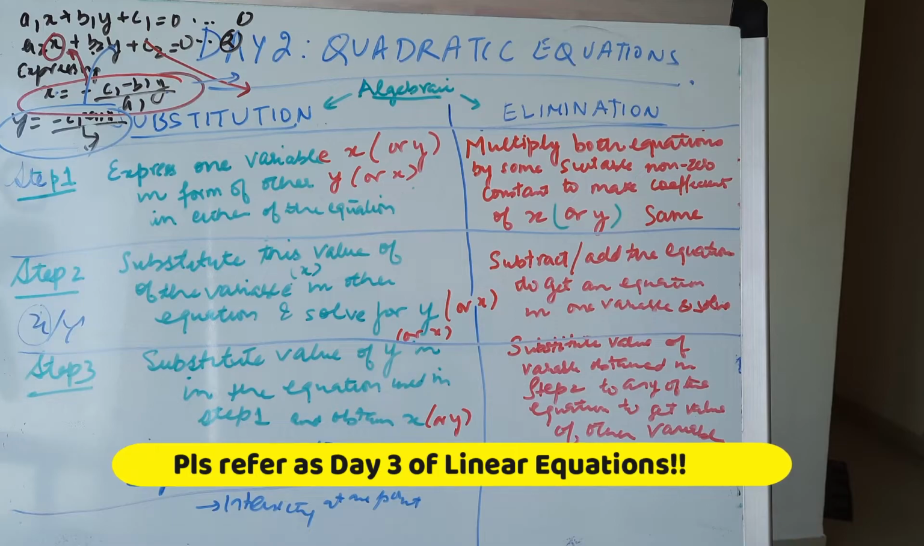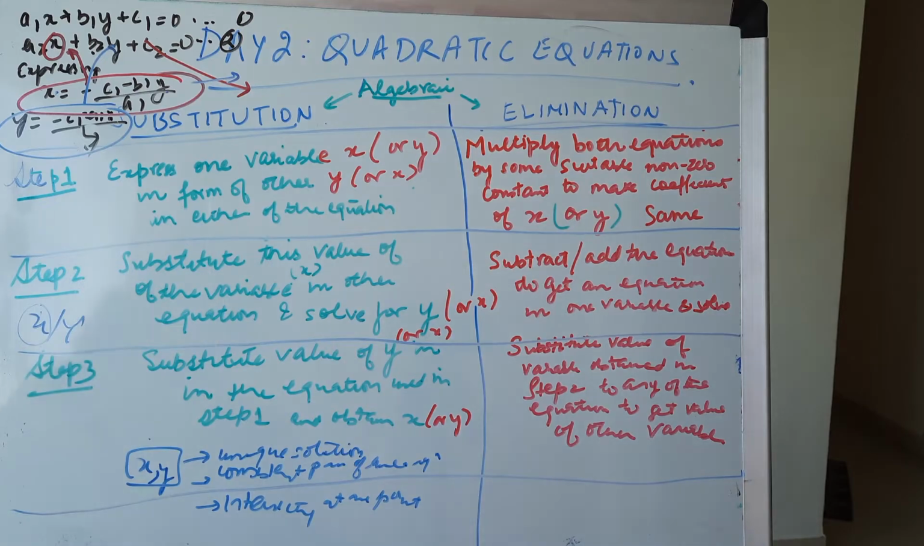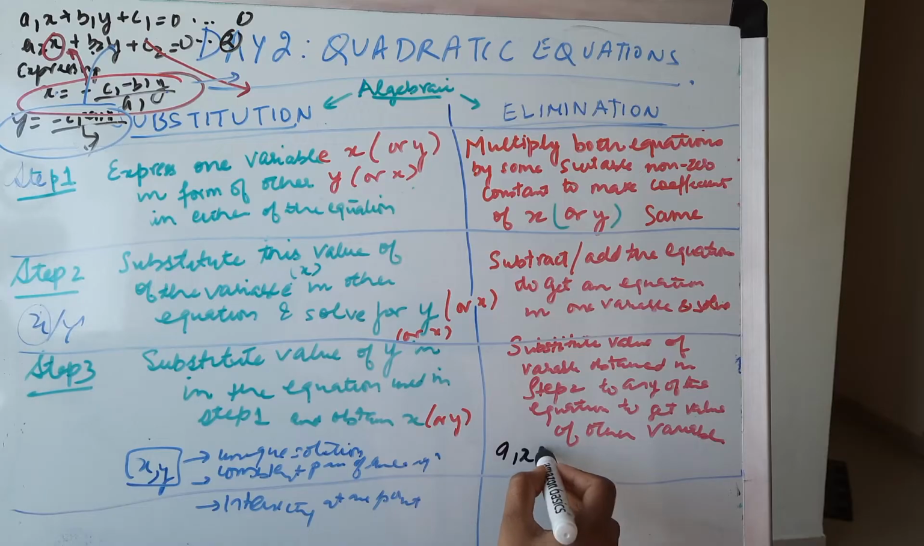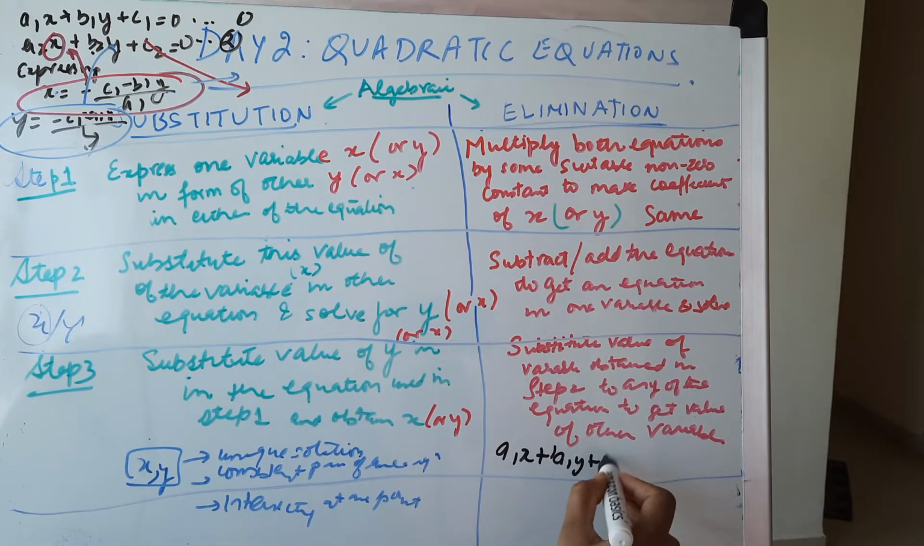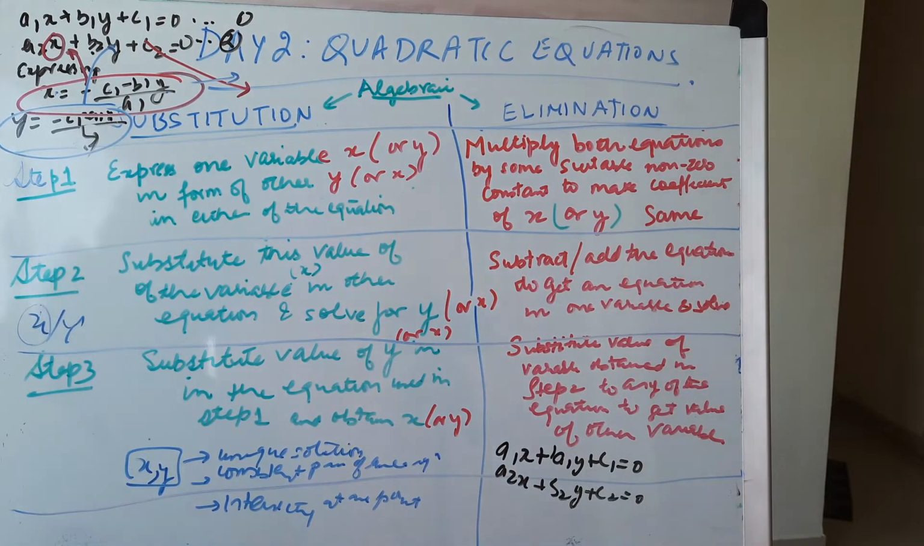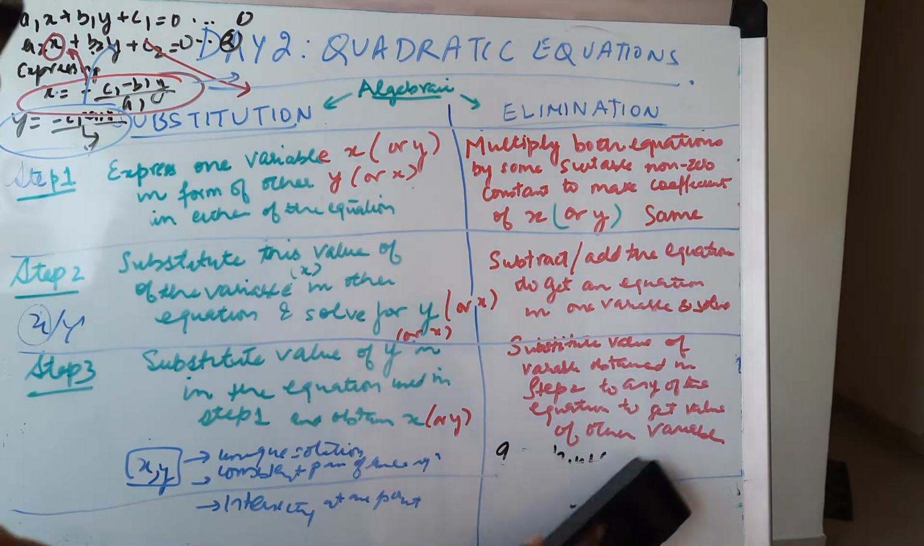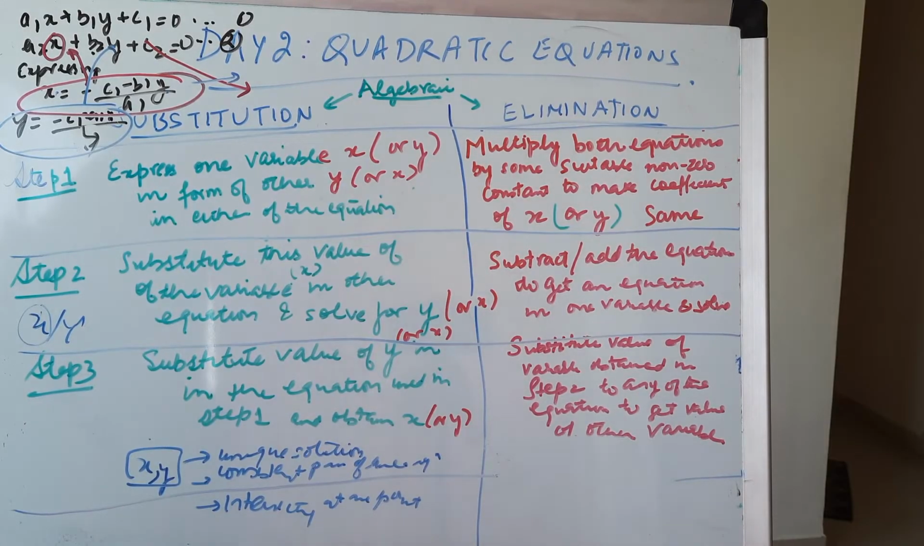Coming to the elimination method of solving algebraic equations, what will we do here? Again, let's see. So these are the two equations, a1x plus b1y plus c1 equal to 0, a2x plus b2y plus c2 equal to 0. What we are going to do is multiply both the equations by some suitable non-zero constant to make the coefficient of any one of x or y same. We can probably show it better by way of example. When we go to the example, then you'll get to know.